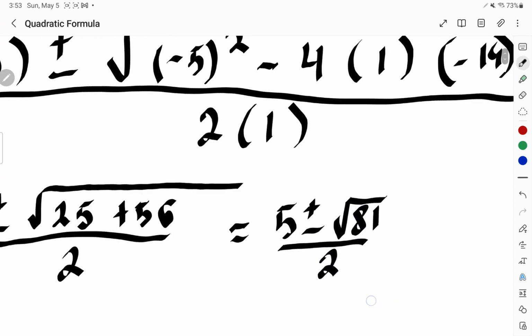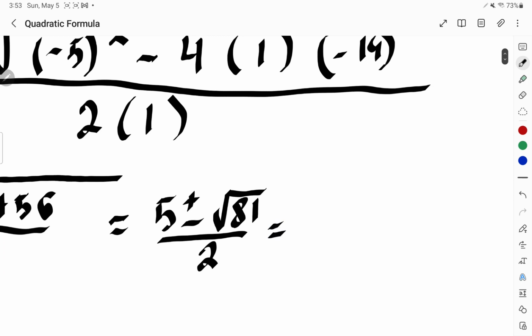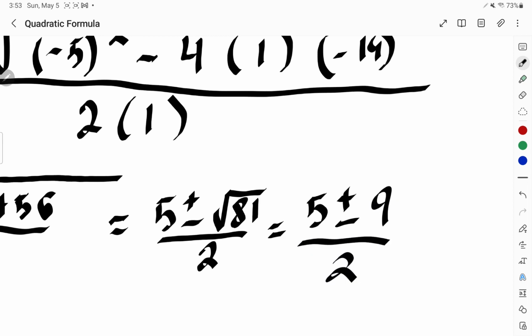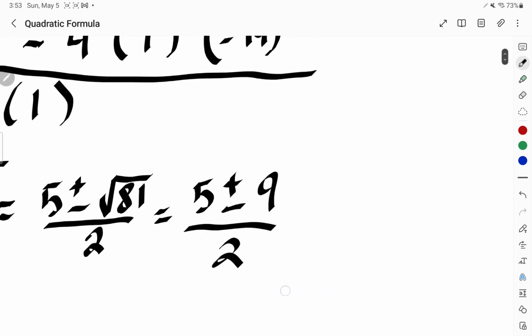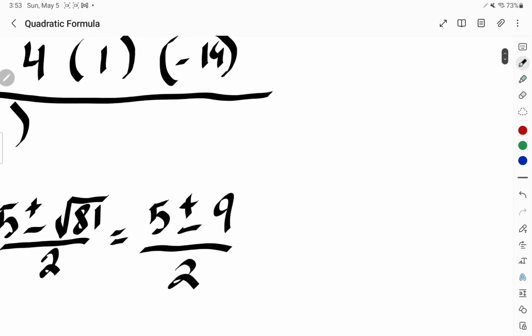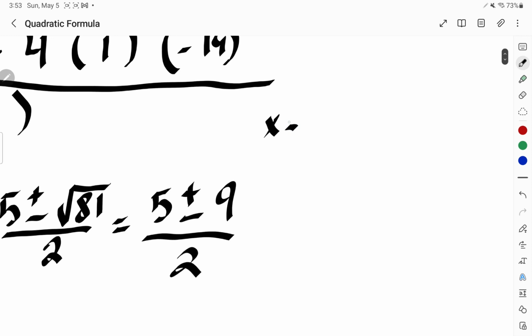Now, lucky for us in this problem, the square root of 81 is pretty easy. It's a perfect square, so I know it's going to turn into a 9. So it's going to be 5 plus and minus 9 over 2. And that's my answer, technically. But let's go ahead and solve for each of the two x values I'm going to get. So the first one is x is equal to, well, what am I even doing?